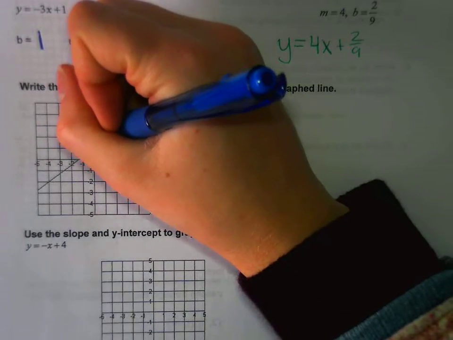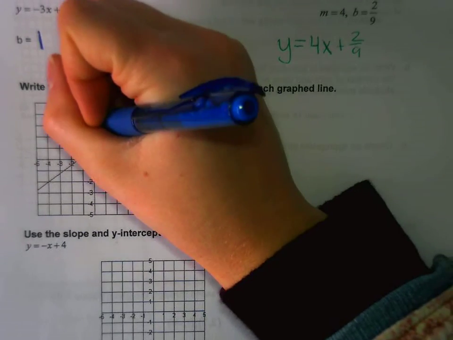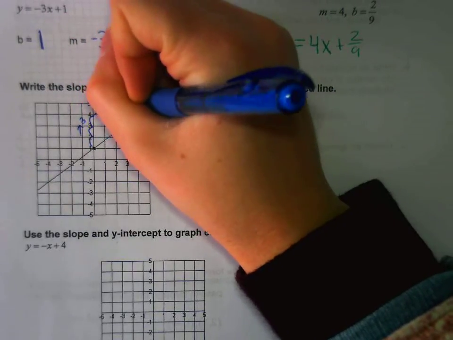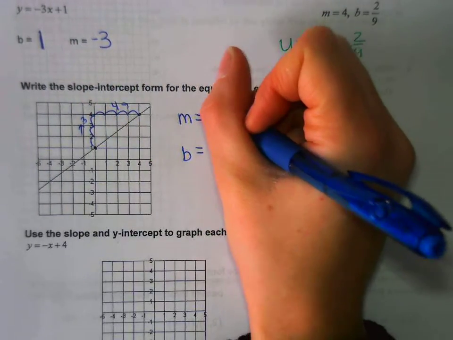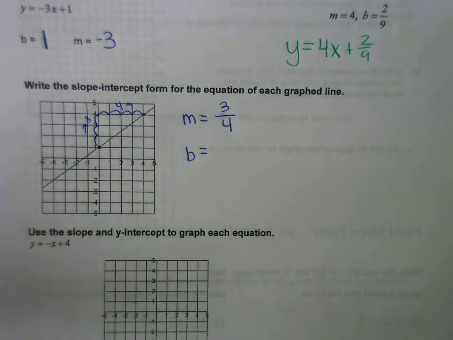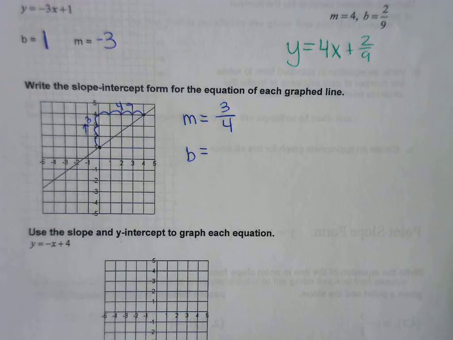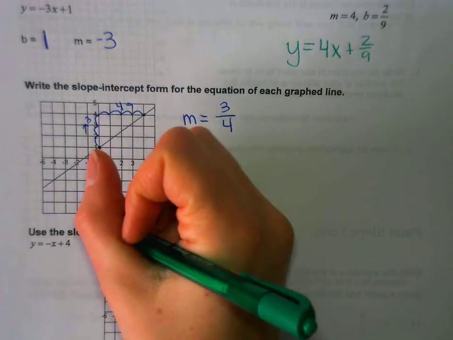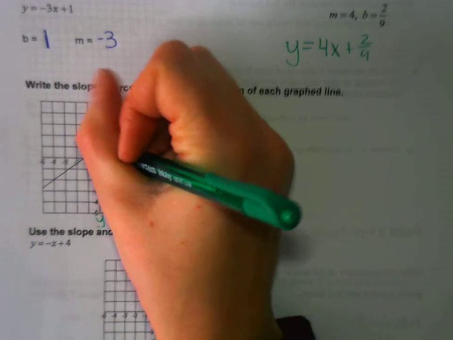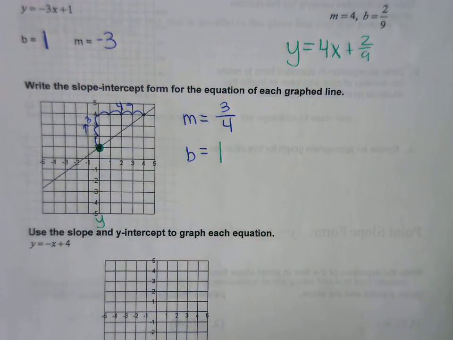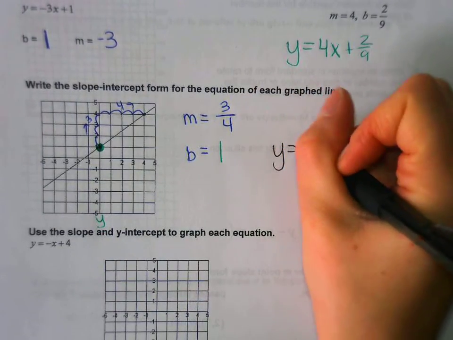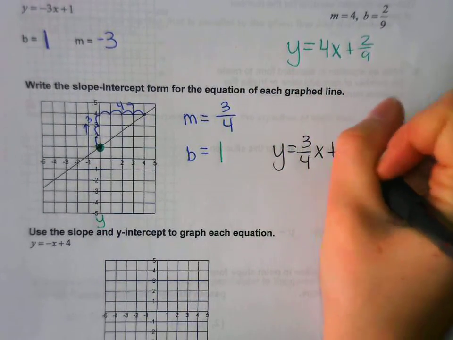So if I'm looking here, I'm going up 1, 2, 3. So I rose 3, and I went 1, 2, 3, 4, and went over to the right 4. So that means my slope is 3/4. My y-intercept is always where it crosses the y-axis. So this is my y-axis right here, and it meets at this point right there, which is a positive 1. So now I can write my equation. My slope is 3/4, and my y-intercept is at 1.